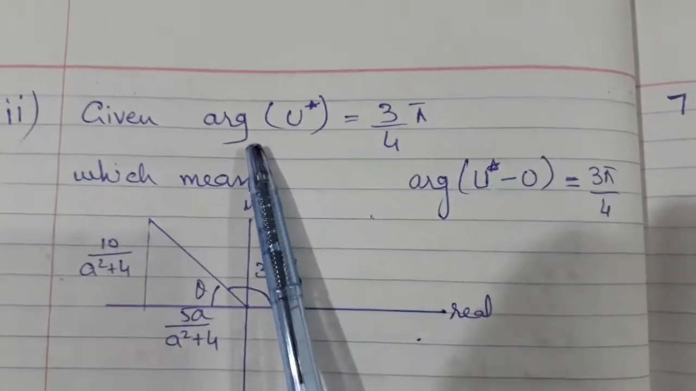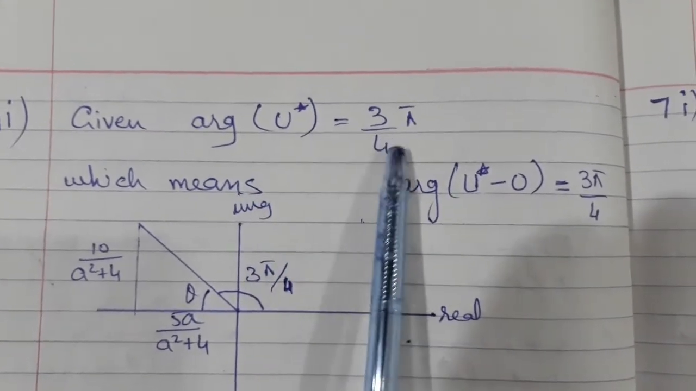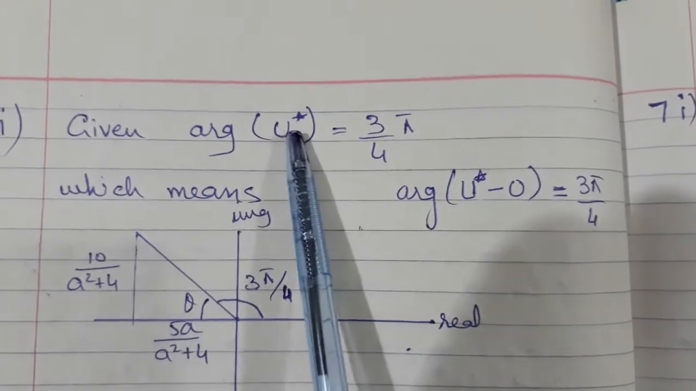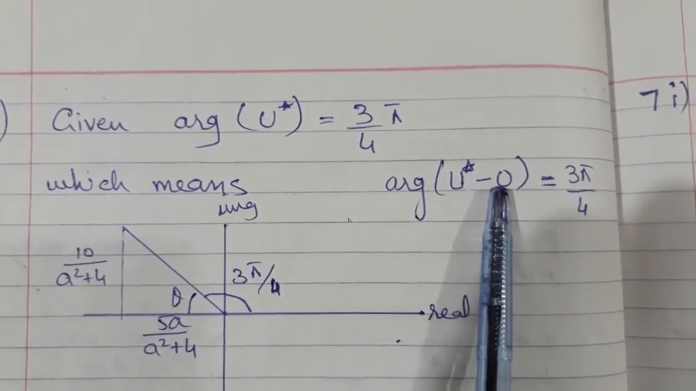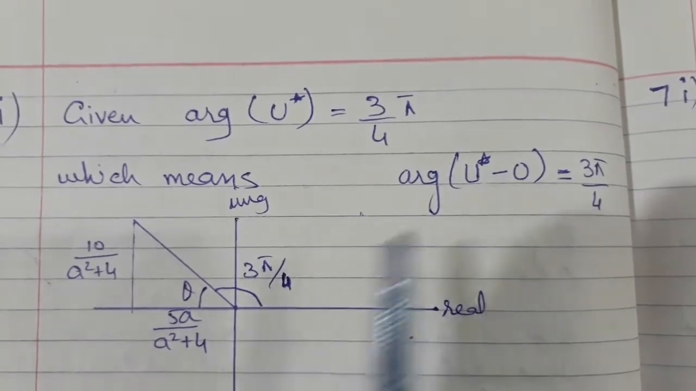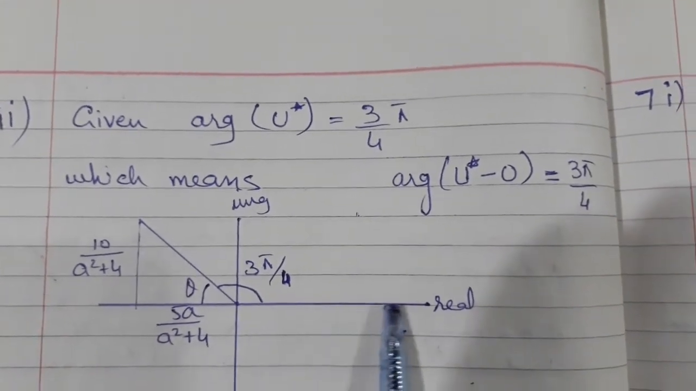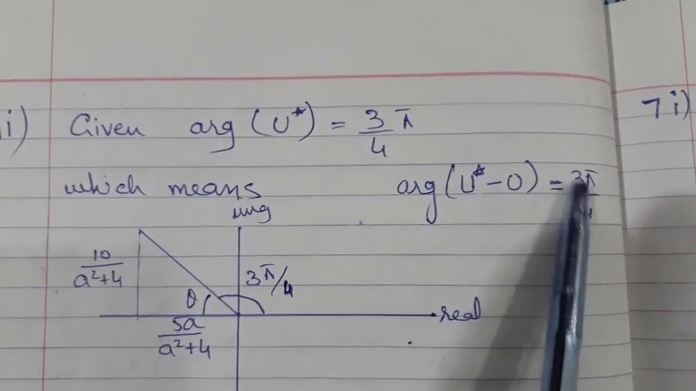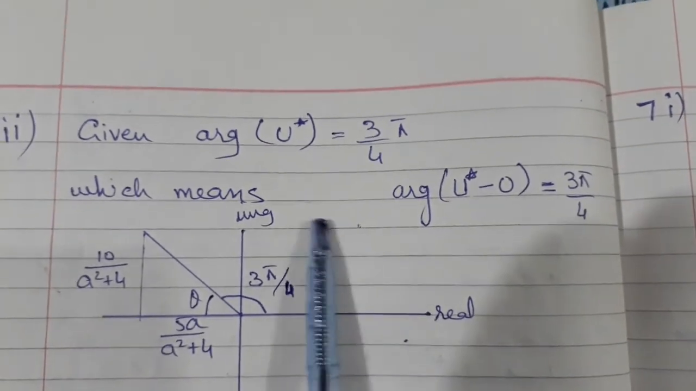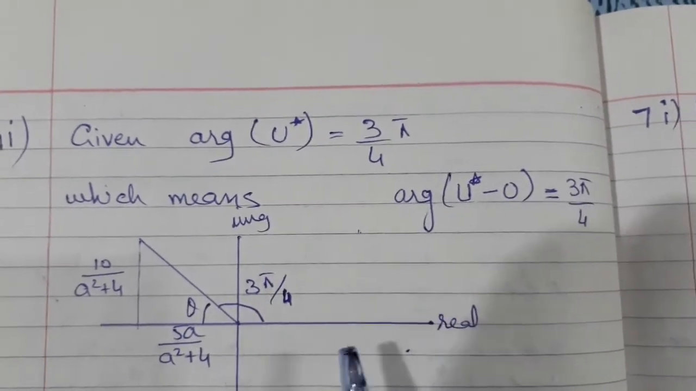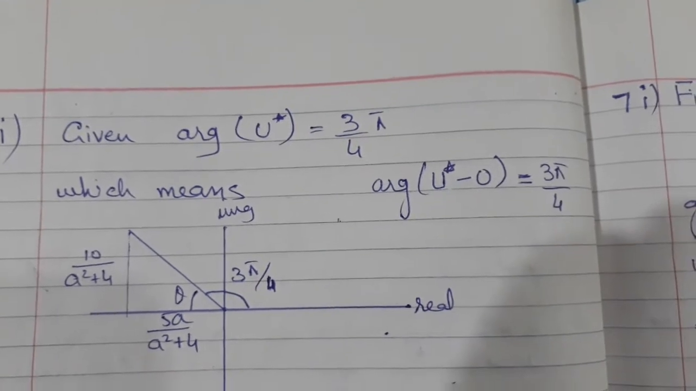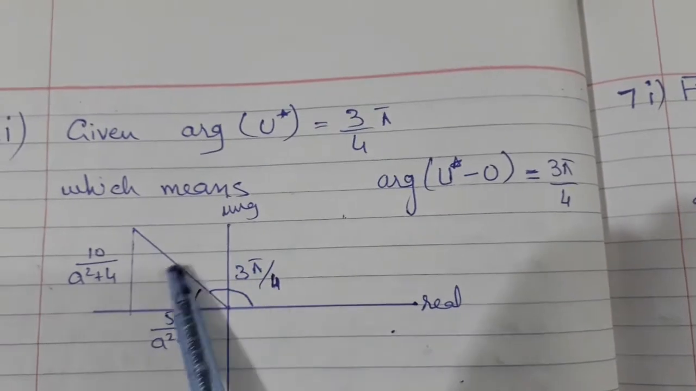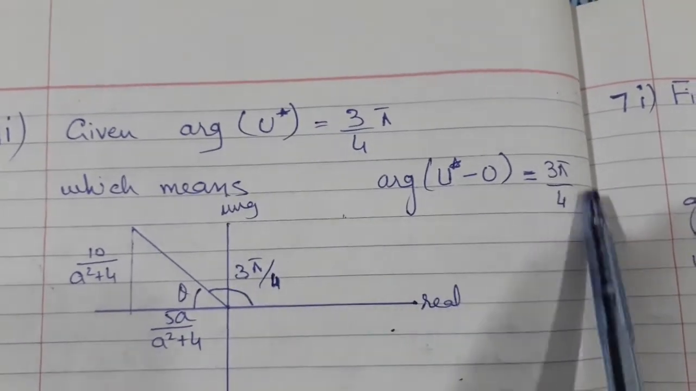The information given to you is argument of u conjugate equals 3 pi by 4. And as I have just explained, because there is no number, it means it is 0, the origin. So this is the fixed point where you draw the horizontal line. It is already drawn here, origin means this. From here I will draw an angle of 3 pi by 4. Because it is plus, I will take anti-clockwise. If it was minus, I would have taken this direction. So this is my half line at 3 pi by 4. This diagram till here I have drawn from this information.